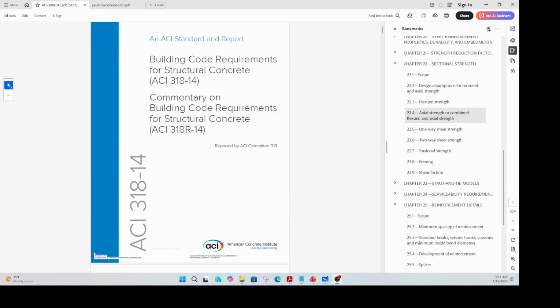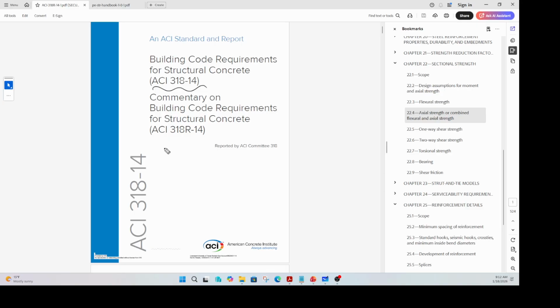Right, let's get started. We're still talking about the ACI 318-14. We are doing some worked out examples. This is a continuation of the previous session. We ended up doing a couple of problems, talked about a bunch of concepts and then did a couple of problems. In the last session, we ran out of time. Now we're picking up from where we left.